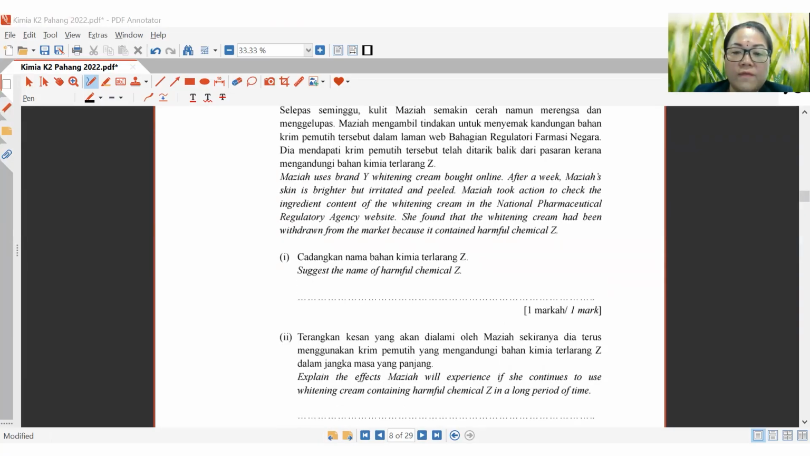So normally if it results in bleaching, especially in pharmaceutical products, it is usually mercury. That's why her skin looks much brighter after just 1 week of usage. And mercury is quite common in whitening products, which, with just a little bit of usage, can actually cause the skin to brighten within a very, very short period of time.